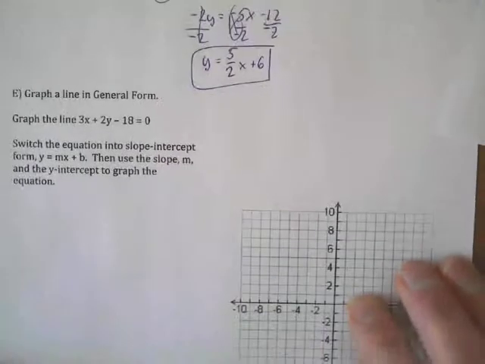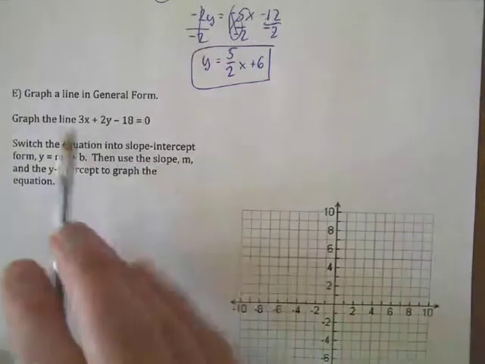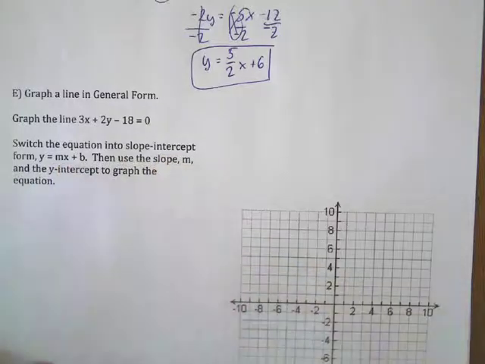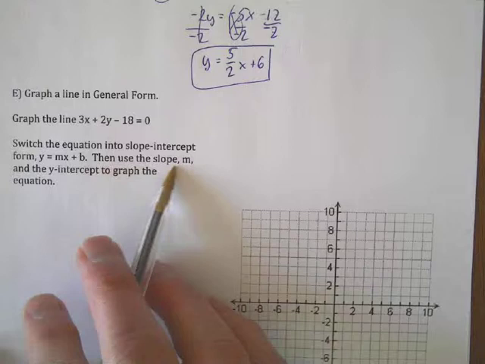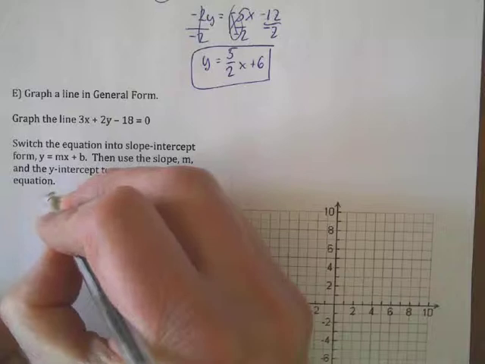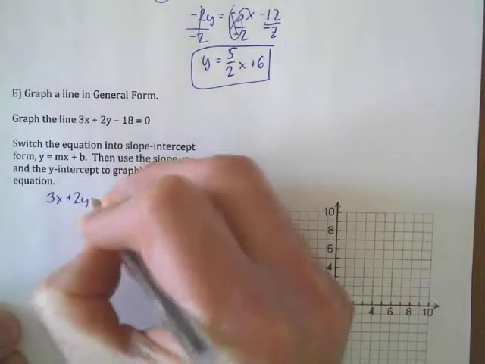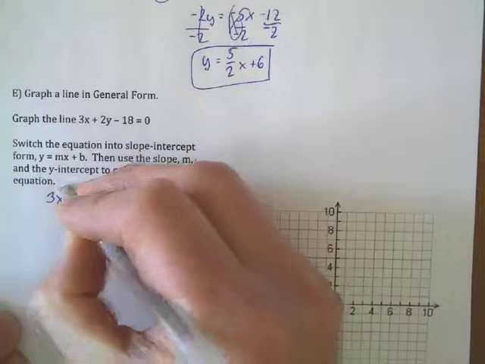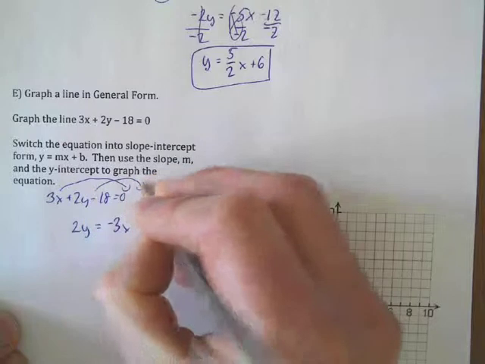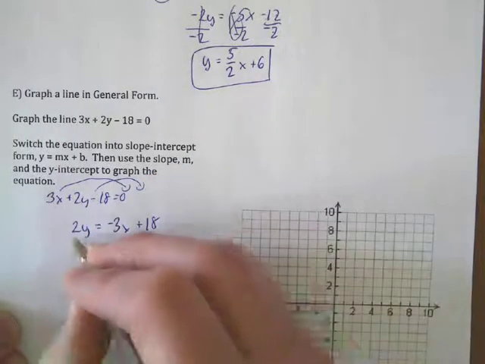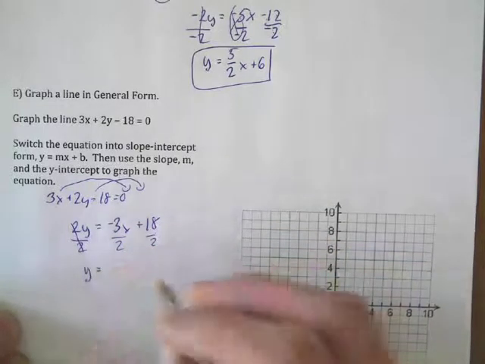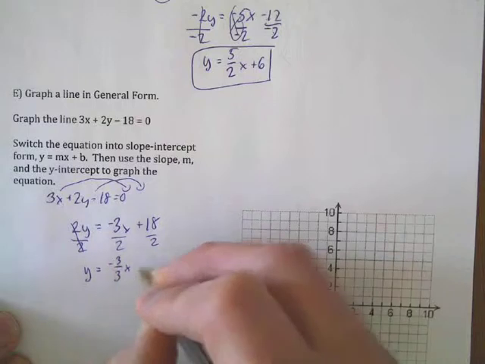Now we're looking at E. Graph a line in general form. So I'm going to graph this line. So once again, it says switch the equation to slope-intercept form, y equals mx plus b. Then use the slope m and the y-intercept to graph the equation. So I have 3x plus 2y minus 18 is equal to 0. 3x comes over, so now 2y is equal to negative 3x. Negative 18 comes over, plus 18. Divide by 2. When I do one side, I must do the other side. The 2's cancel out. Y is equal to negative 3 over 2 x plus 9.